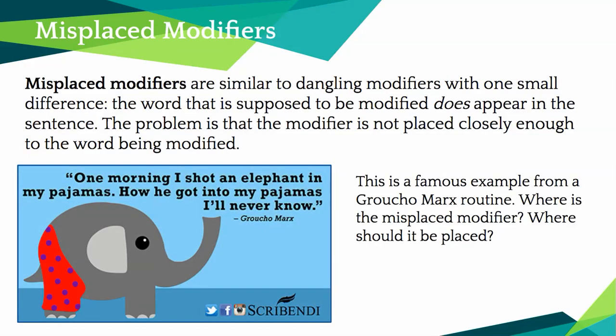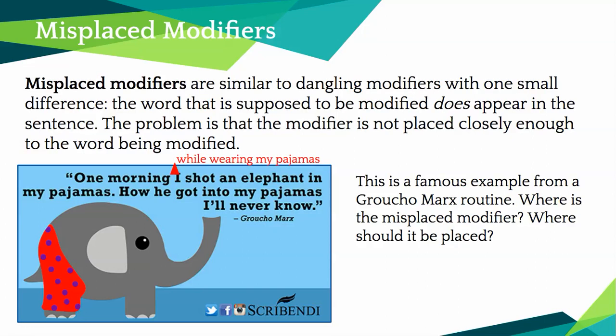Here's a famous example from a Groucho Marx routine. One morning I shot an elephant in my pajamas. How he got into my pajamas, I'll never know. So what's the misplaced modifier? What's the problem here? Well, we should figure out that the problem is the pajamas. The elephant isn't wearing the pajamas. Who is wearing the pajamas? I am. So we need to restructure it so that we have something like this.